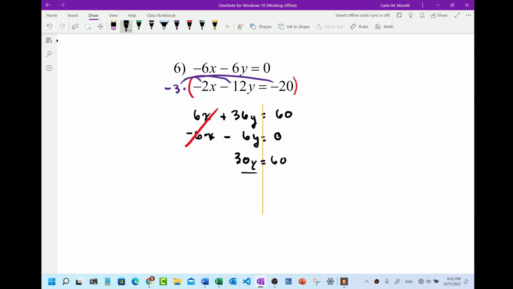And so if I divide both sides by 30, I get access to y very easily. Y equals 2. So now that we know y equals 2, we can plug it into one of the equations, and I suppose it doesn't matter which one. So we'll say negative 6x, we're doing the top one. Okay, this is the top equation. Negative 6x minus 6 times 2 equals 0.